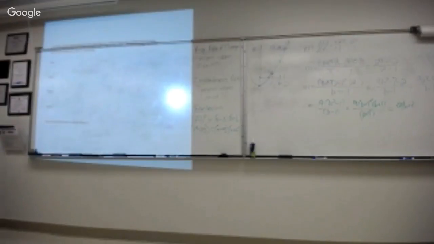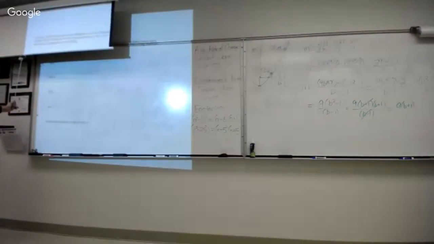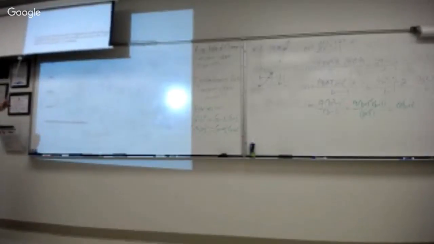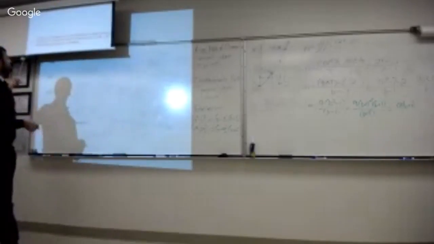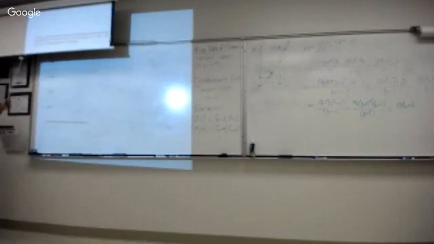35 feet per second. Its height in feet after t seconds is given. There's our function. Then find the average velocity for the time. So we're finding the average velocity again, right?